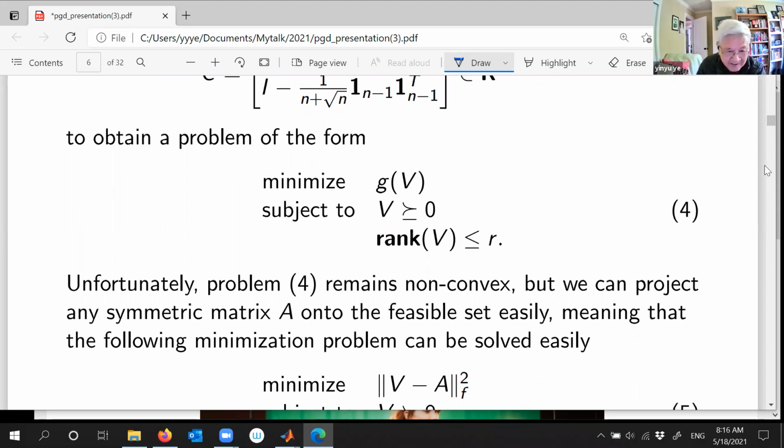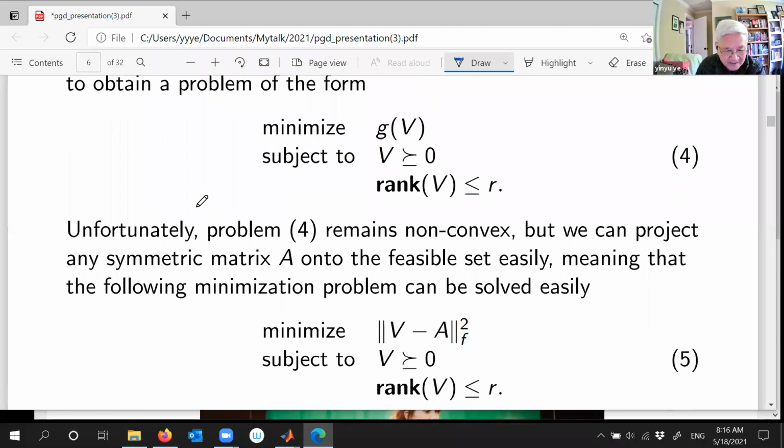So in this case, there are no other constraints besides just needing to be a conic. The V matrix has to be positive semi-definite, and the rank no more than R. However, I want to minimize this function. Of course, even when we get rid of those linear constraints, the problem remains non-convex, because of this rank constraint.